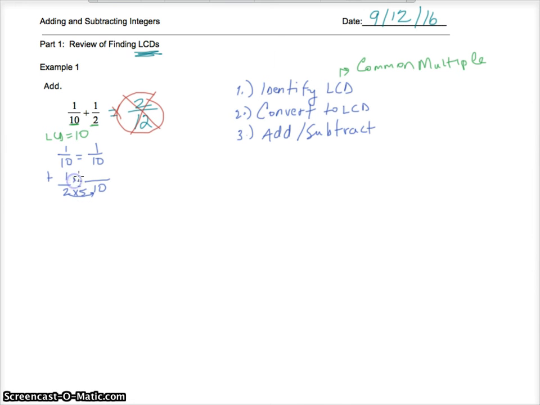Whatever we do to the bottom, we have to do to the top. So when I multiply the bottom, I've got to multiply the top by the same number, so it will be 5 over 10. And then I add them together. 1/10 plus 5/10 is 6/10. And then I need to reduce that by dividing both top and bottom by 2, and that will be 3 over 5. Now I could have also multiplied the top and the bottom up here, but that would have been kind of messy, and I'm all about clean. I'll show you both ways in the next 2 examples.